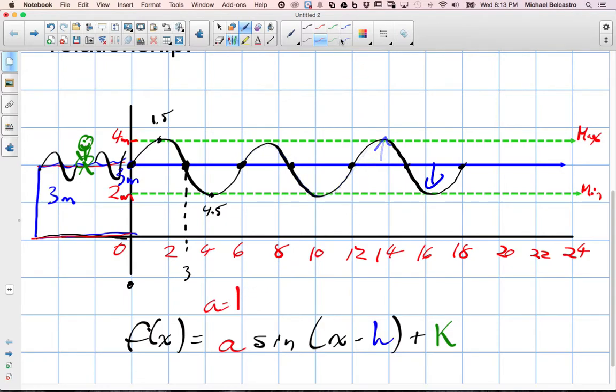And the equation of the axis is what value we discovered? The middle? Yeah, the middle. But how high up was the middle? 3. Yeah, so the k value is the equation of the axis, so that would be 3.